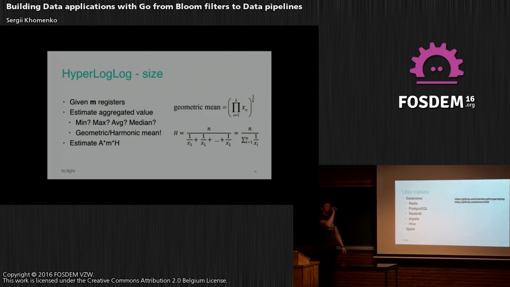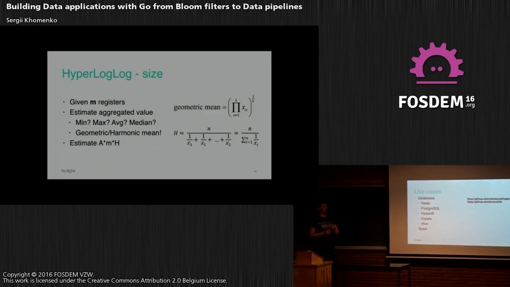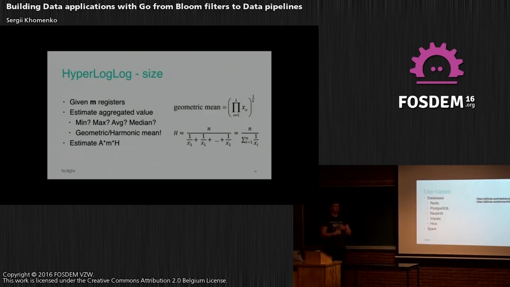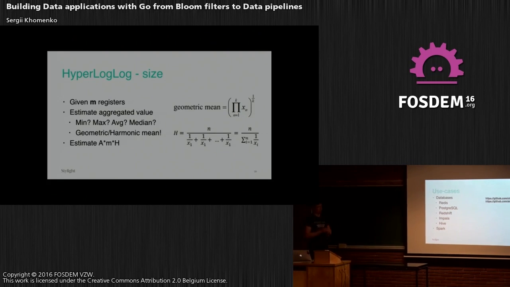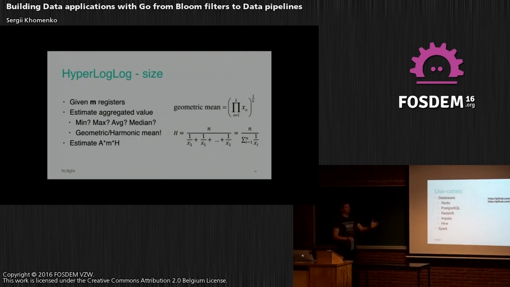So where is this one used? More or less everywhere. Basically all of those databases where you say, I need to estimate cardinality and see how many distinct elements we have. It's used in Redis, Postgres, Redshift, and all kinds of systems. Even in Spark, it's used for some use cases.